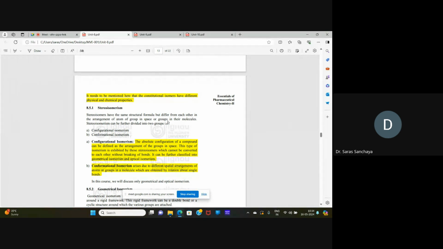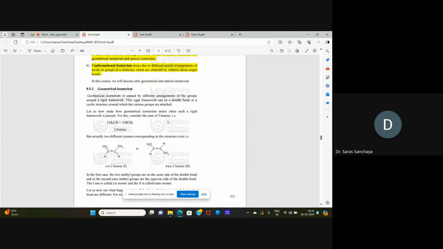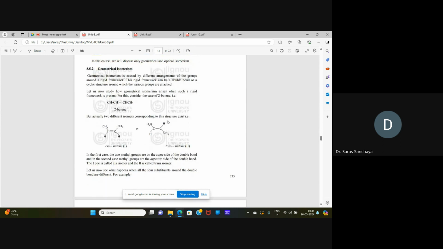Then the next one is conformational isomerism. It arises due to different spatial arrangements of atoms or groups in a molecule, which are obtained by rotation about single bonds. Geometrical isomerism is like cis and trans 2-butene. Cis-2-butene, in which the methyl groups are on the same side, and trans-2-butene, in which the methyl groups are on the opposite side. So this is a type of geometrical isomerism. The position of the groups is different.